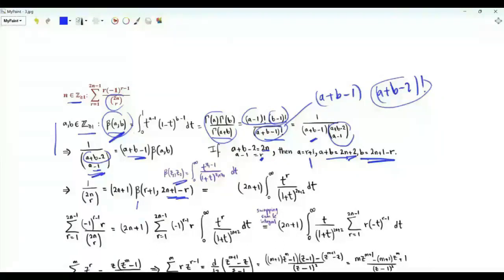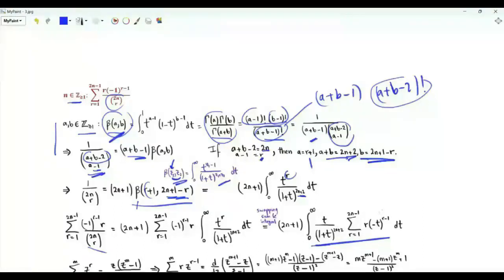We can make use of another integral representation of the beta function. Beta of z1 and z2 is the integral t from 0 to infinity, t to the z1 minus 1 over 1 plus t to the power of the sum z1 plus z2. Applying this here, 1 over 2n choose r is 2n plus 1 times the integral t from 0 to infinity, t to the r divided by 1 plus t to the power 2n plus 2. Here is the sum of interest.